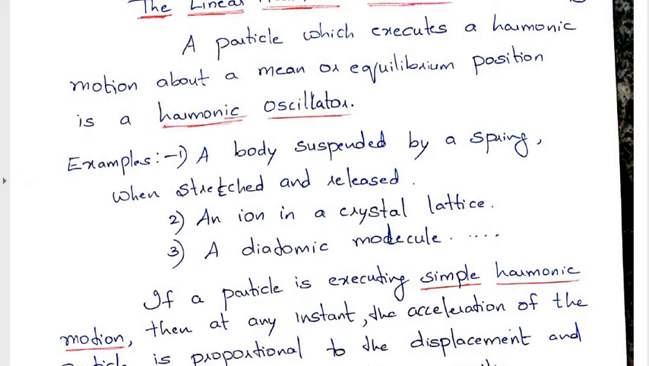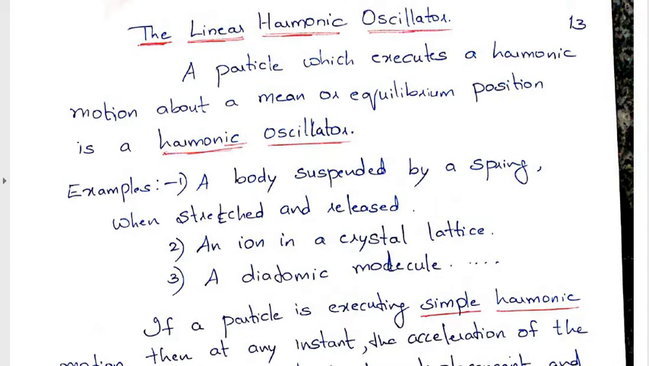So the next topic that we have to consider, or the next application, is the linear harmonic oscillator. A particle which executes a harmonic motion about an equilibrium position, a motion that is repeated over and over again, is a harmonic motion. So a particle which executes a harmonic motion is a harmonic oscillator.